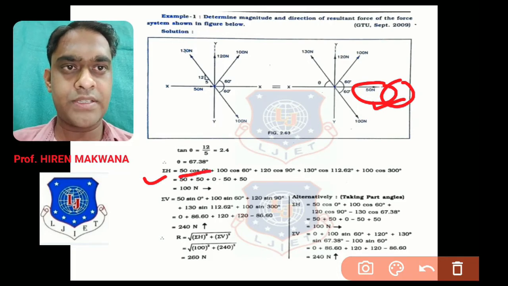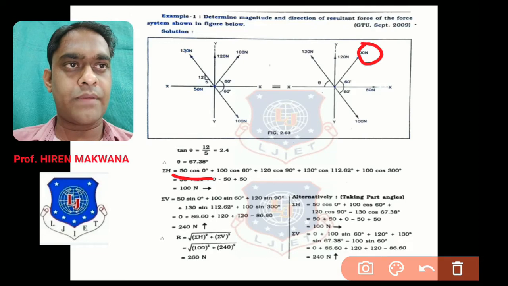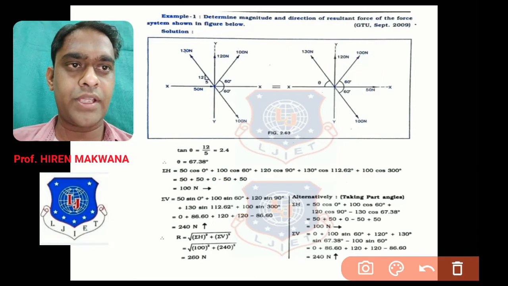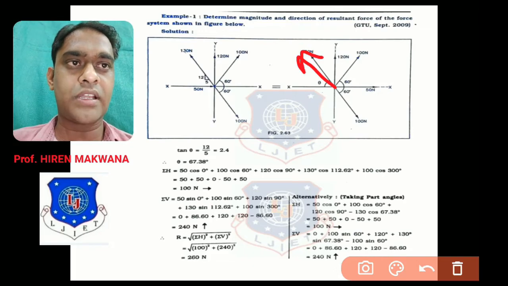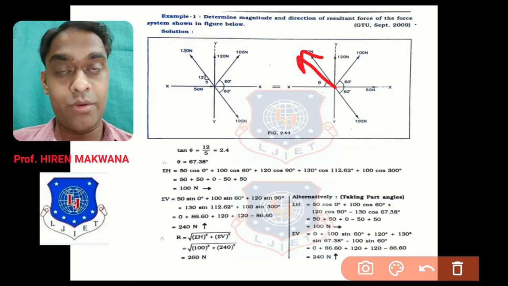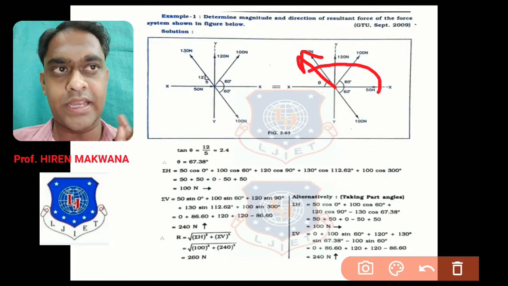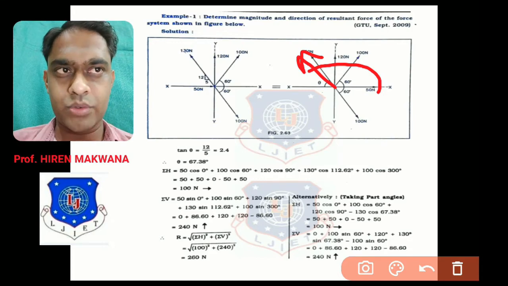So first component is 50 cos 0. You can see 50 cos 0. Next force 100 Newton. Angle is 60 degree with x-axis. So second one is 100 cos 60. Next force 120 Newton. But the angle is 90 from x-axis. So 120 cos 90. Okay, you are getting the method right now. Now the next force is 130. Now important. This 130 force is in the second quadrant. But you have to measure the angle with positive x-axis only. So what is this angle? We have studied in the introduction. This angle, let me show you by a different color.